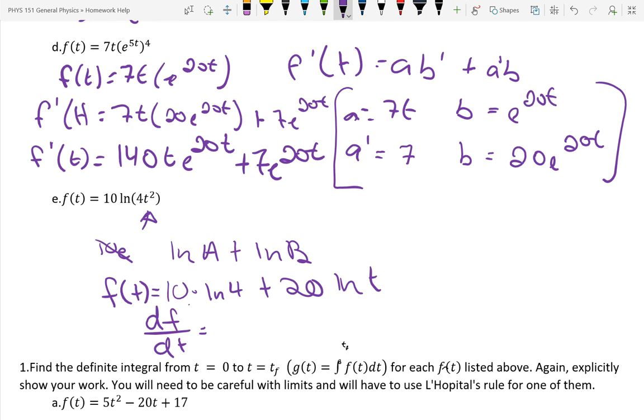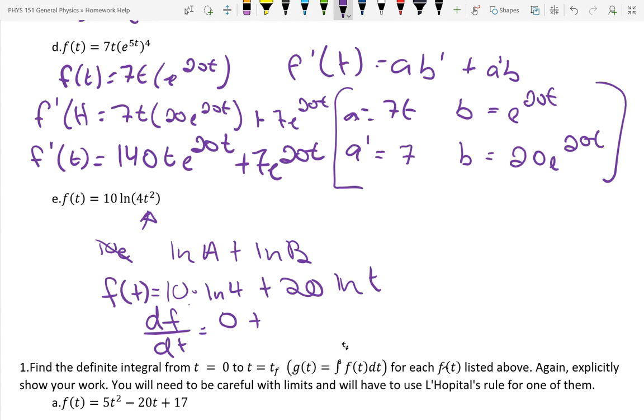I don't know. All of them seem like constants. Well, the first one, 10 natural log of 4, it's constant. So its derivative is 0. Okay, so let's write that in: 0 plus. And then we have 20 natural log of t. Natural log of t is not a constant. So what's the derivative of natural log of t?